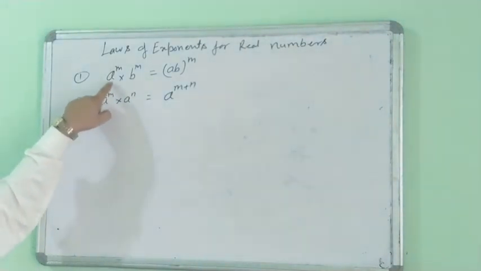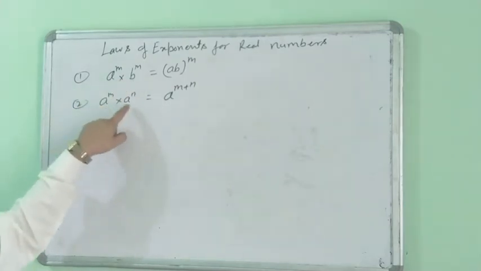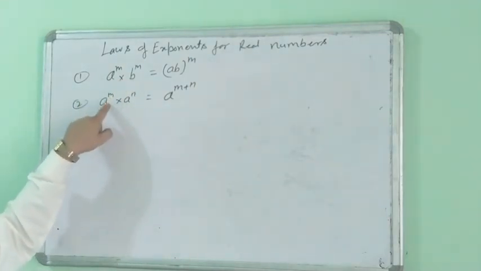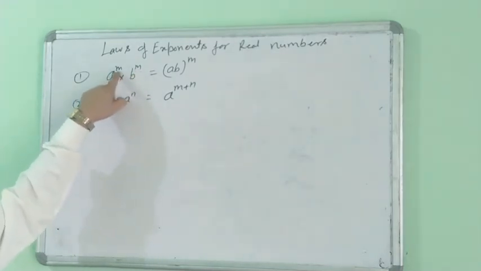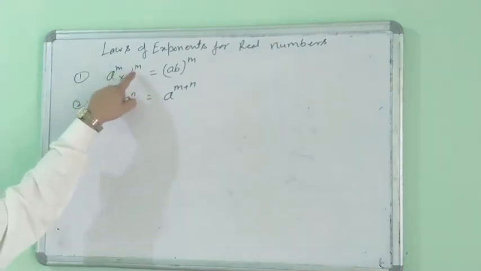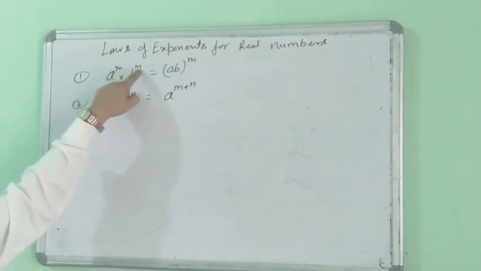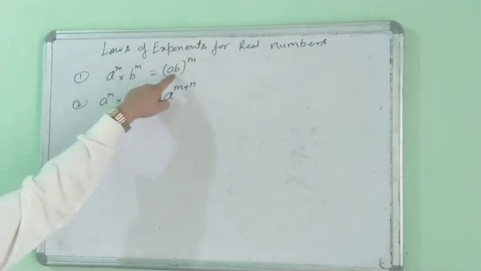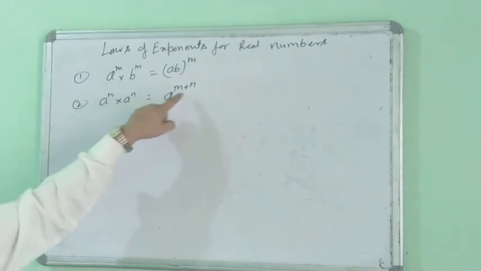Both the rules are common here. Here the base is different, here the base is the same. When the power is different, here the power is different, here the power is the same. When the exponent is the same, then you multiply the bases. When the power is the same, you multiply by the base here. And when the base is the same, then you add the powers here.